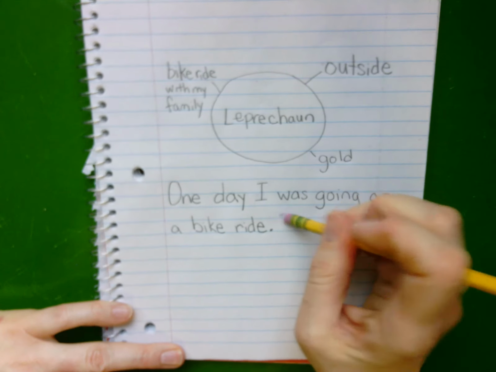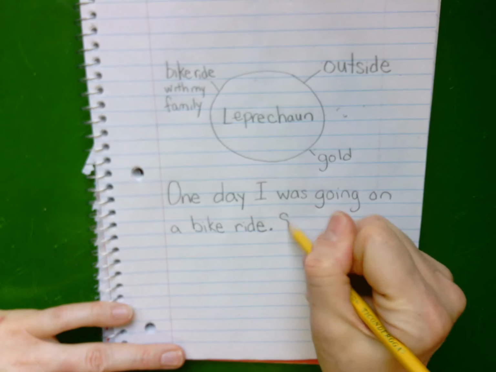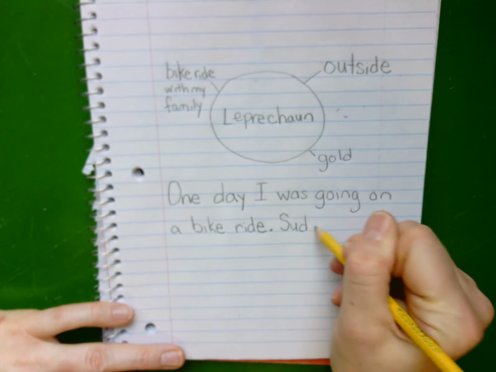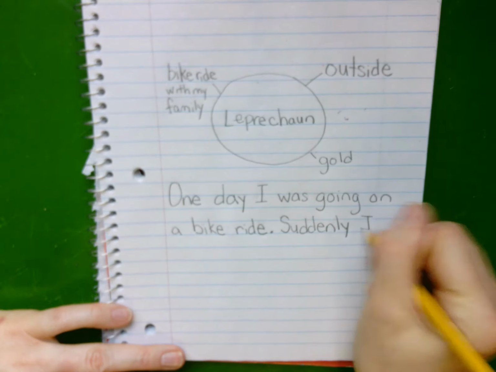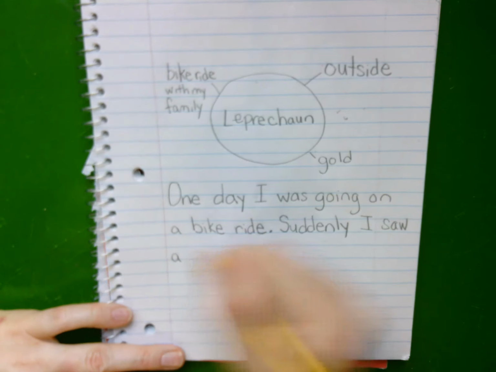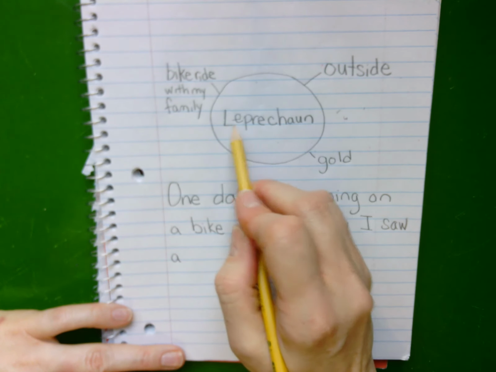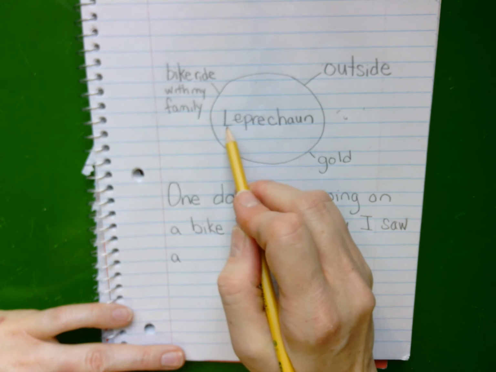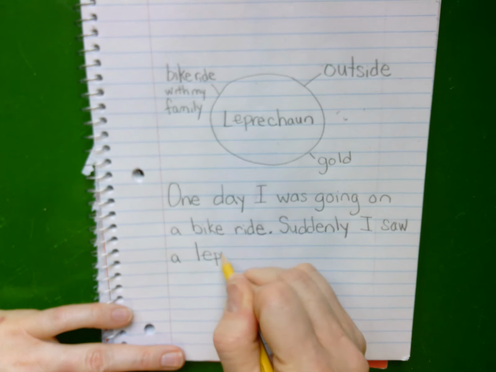I'd like a better transition word than then. Ooh, I'm going to use suddenly. Suddenly, I saw a... Ooh, I could look up here for leprechaun. Now, I made it capital in my story map, but I'm going to make it lowercase down here. Leprechaun.